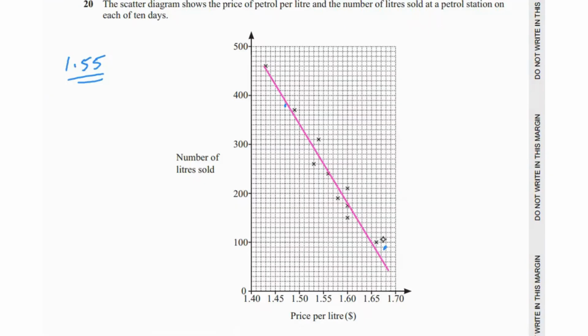We have 1, 2, 3, 4, 5, 1, 2, 3, 4, 5. Yeah, it's pretty even. And for 1.55, I'm getting 270 liters. This is the number of liters I'm getting using the line of best fit.